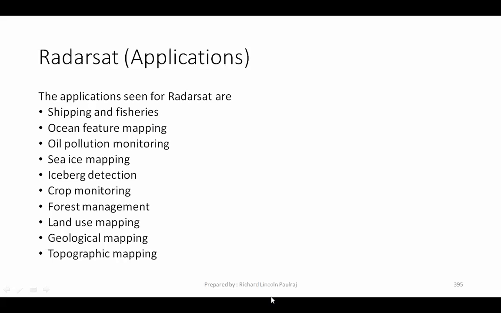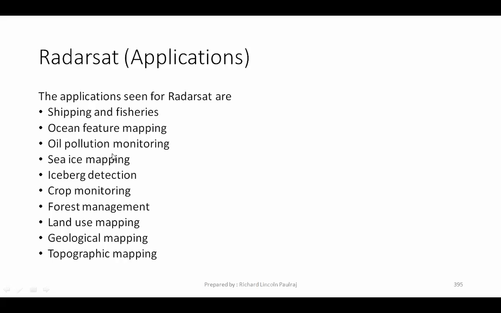Ocean feature mapping. When you think of ocean feature mapping, you can think of how rich the corals are, whether the corals are reducing. Based on the color image, you can actually identify its contents.